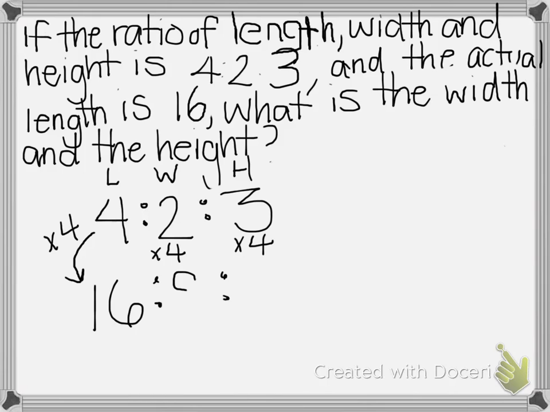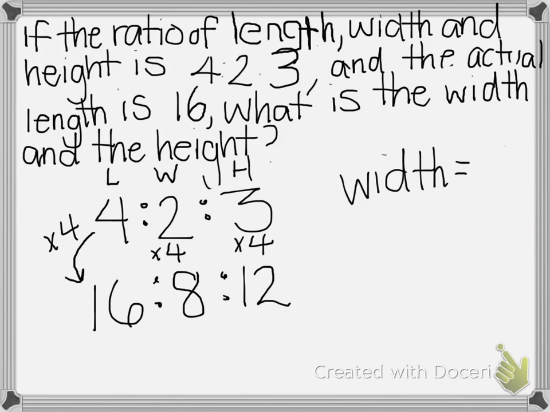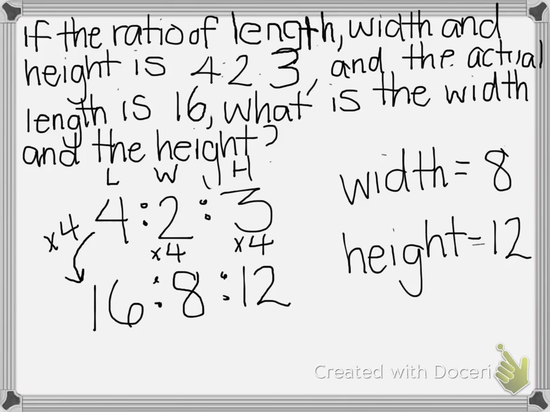2 times 4 is 8. 3 times 4 is 12. So my actual width is equal to 8, and my actual height is equal to 12. These are all the different types of ratios that you will need to know for your chapter exam.